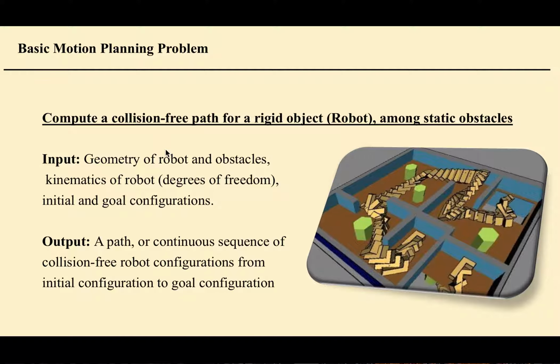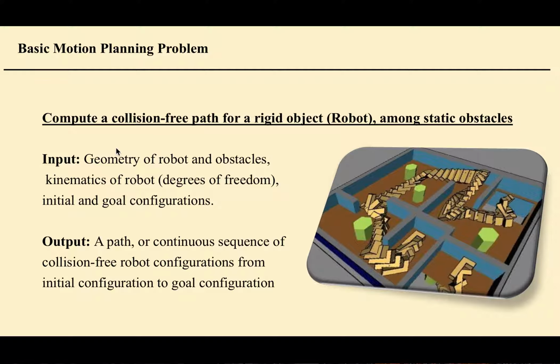The output that we are going to get after computing the collision-free path will be the path, or a continuous sequence of collision-free robot configurations from the initial configuration to the goal configuration. It's a path, basically. In other words, it is a path where the geometry of the robot will fit from the initial point to the goal point without colliding with any obstacle.